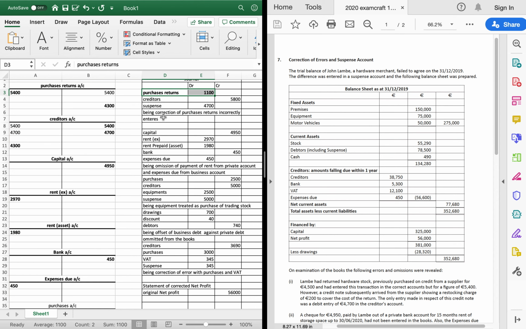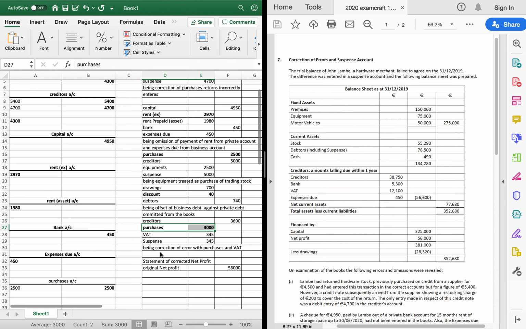So purchases returns is, creditors isn't, capital isn't, rent as an expense is, rent prepaid is an asset, expenses due is a liability, and purchases is trading profit and loss account, discount is trading profit and loss account, and purchases is trading profit and loss account. So there are ones that are going to affect the trading profit and loss account.